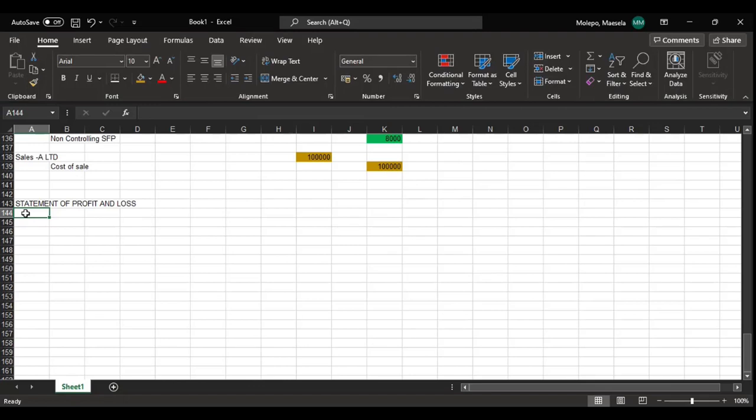Okay, now we're going to have profit before tax, which is taken from the pre-adjustment trial balance. Profit before tax for the parent. How much was the profit before tax? It was 80,000. So we say 80 plus the one for the subsidiary, which was 60, right?